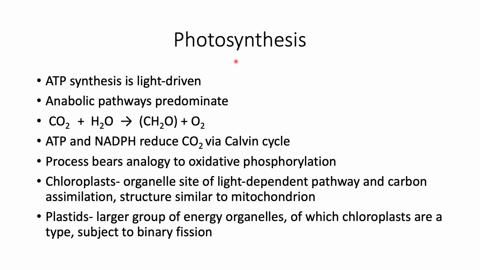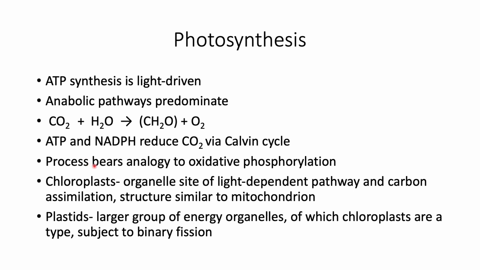We're talking about photosynthesis, which is an analog to oxidative phosphorylation. In this case ATP is light-driven. The anabolic pathways predominate, so you get carbon dioxide and water producing carbohydrate and oxygen, and this is the reduction of carbon dioxide via the Calvin cycle, after Melvin Calvin, who discovered it.